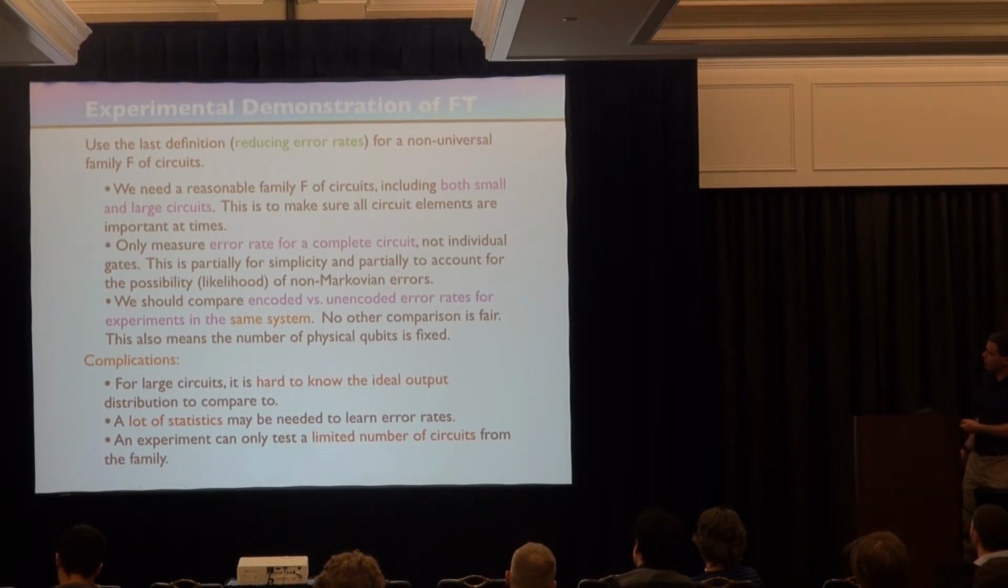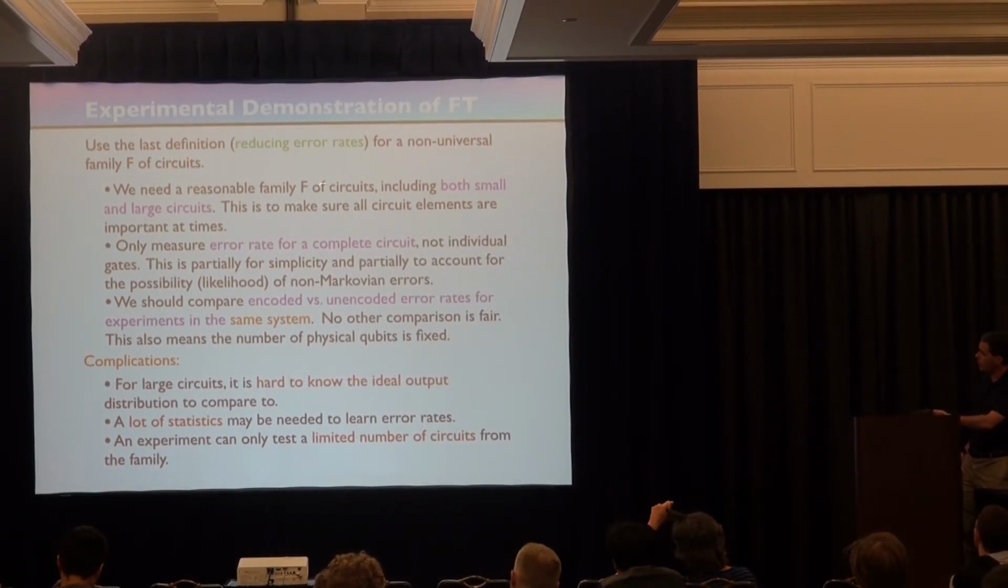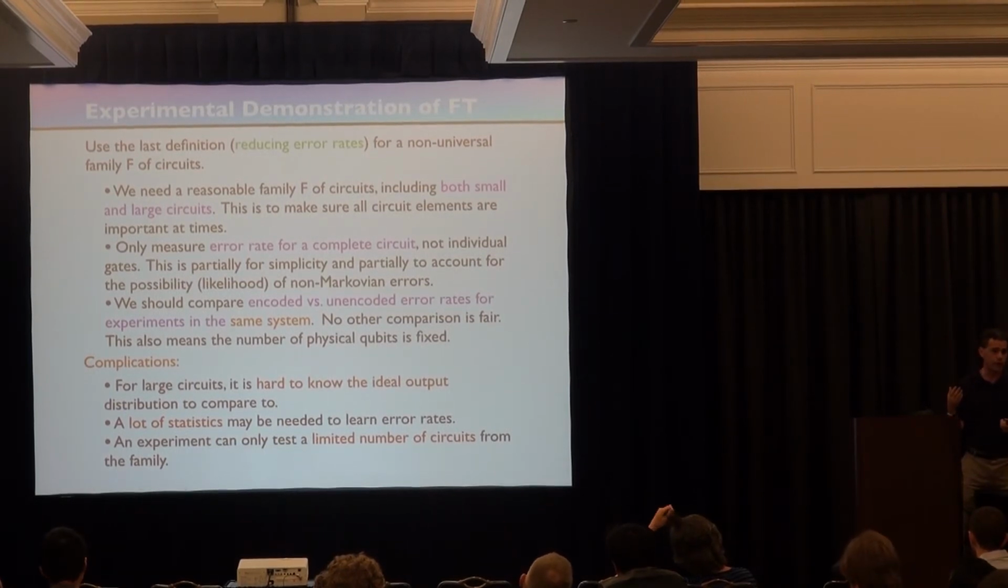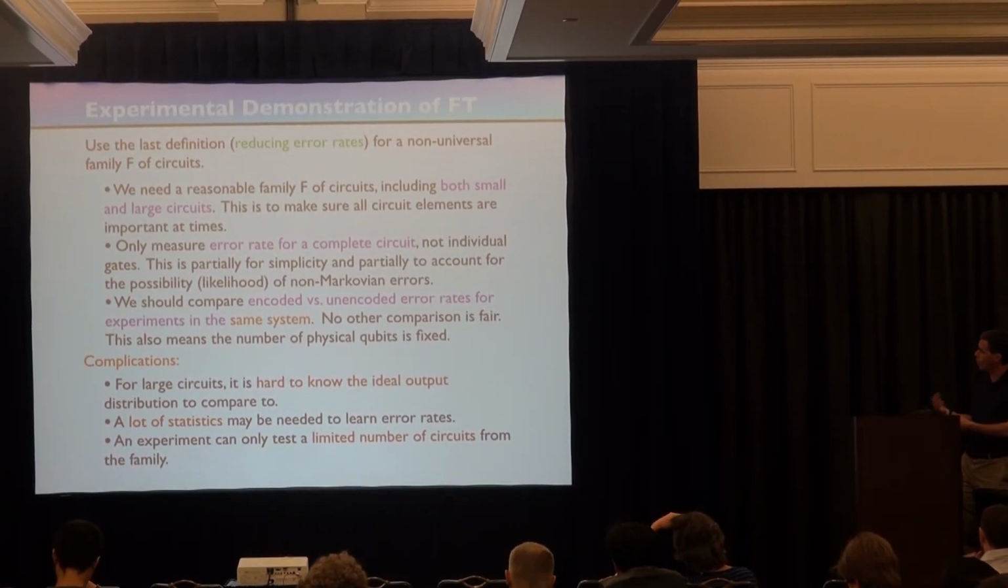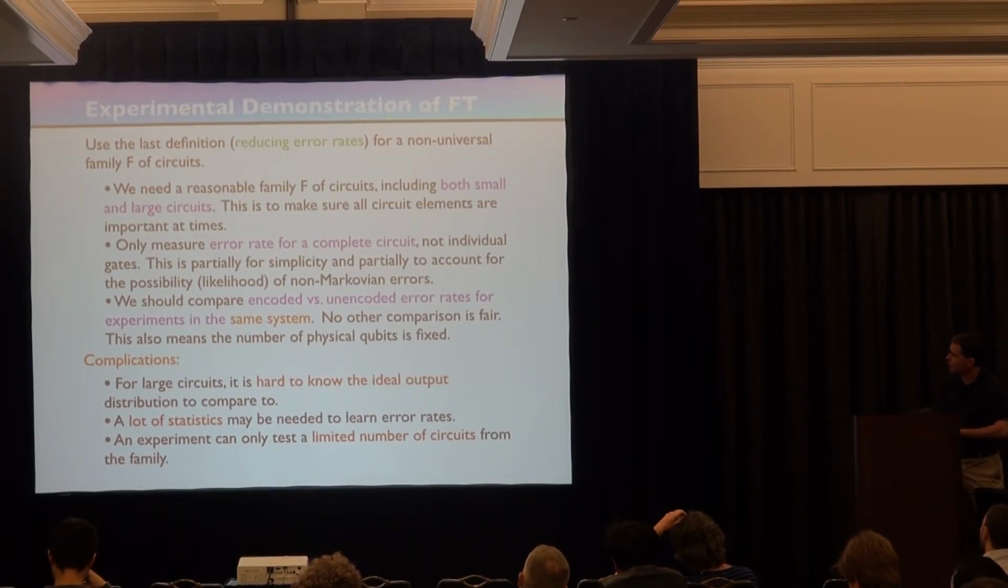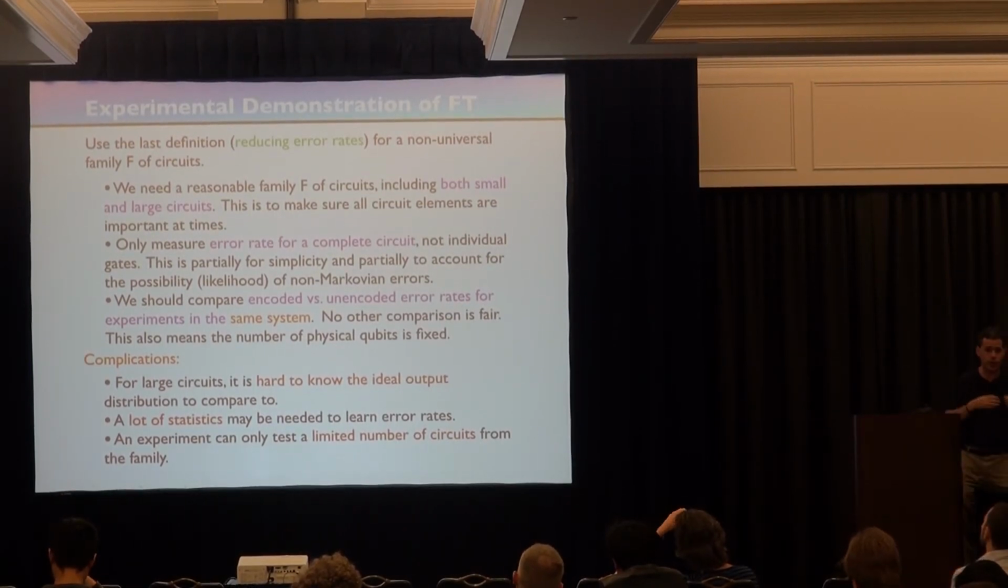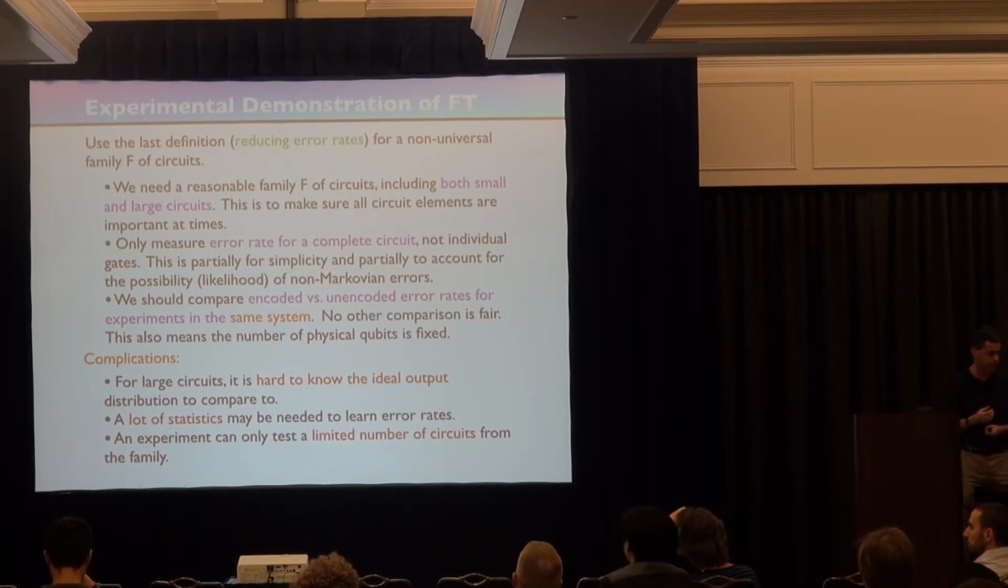But there are still a lot of subtleties for how you actually would have to implement this experimentally. So first of all, for starters, we're probably not going to be having a universal family of circuits. So you need some other kind of limited family, and it could include both small and large circuits, and it could include circuits that are kind of regular and circuits that are kind of random, so that you're kind of exploring all the different ways the circuit can fail.